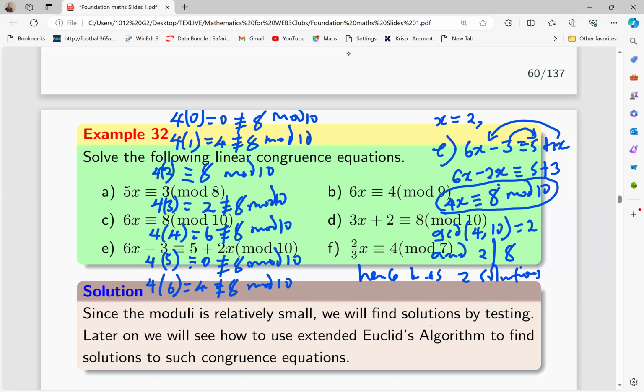We are going up to 9. We test 7. This will be 8 mod 10. So the other solution, therefore, is 7.